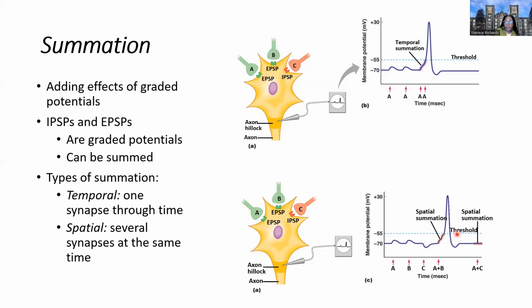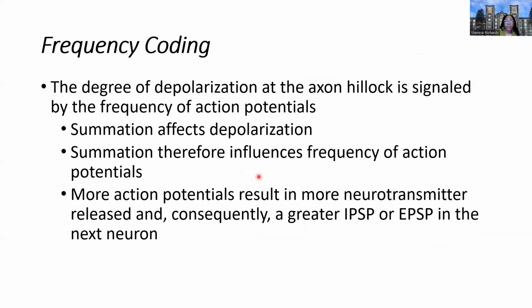All right, so temporal is one synapse through time, and spatial is several different synapses at the exact same time. One synapse close enough in time versus several synapses at the exact same time. Both of those can be ways that help us get closer to -55 by looking at many different synapses on the soma.